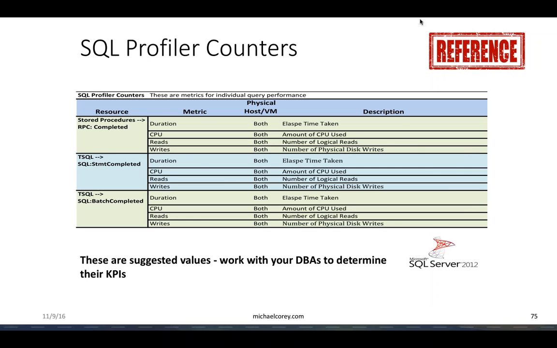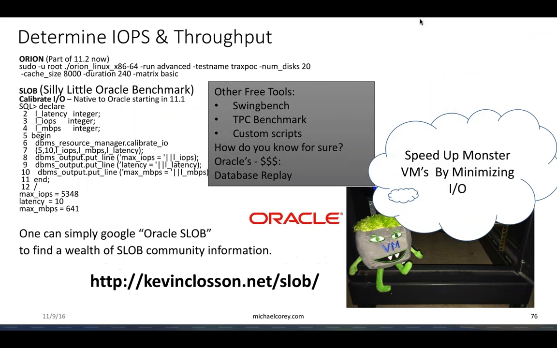SQL profile counters. What's really important is you've got to understand the IOPS. And actually, the thinking on this has changed quite a bit, and I'll explain that in a few more slides. You want to speed up a Monster VM, you minimize I/O, right? They wanted to get the biggest, baddest Monster VM, they put it on flash storage. And if you're on the Oracle side, I recommend something called SLOB, Silly Little Oracle Benchmark. Kevin Closson is a wonderful resource available on Twitter. He'll respond to questions, and he makes SLOB available to anybody.